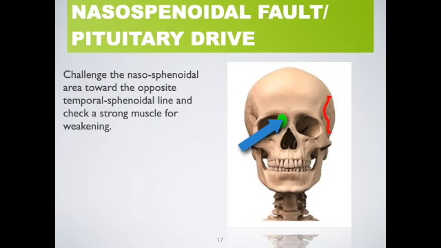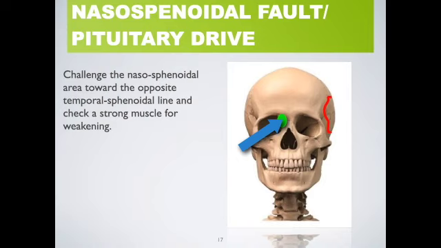So this is a simple procedure. It's easy to do. People tend to get a really nice lift, kind of a rejuvenation from this. So the challenge is you press at the nasosphenoidal area toward the opposite temporosphenoidal line, which is indicated on the slide by the blue vector there against the green spot, which is the nasosphenoidal junction. And then you're monitoring over on the opposite side along the anterior part of the TS line. That is how we challenge it.